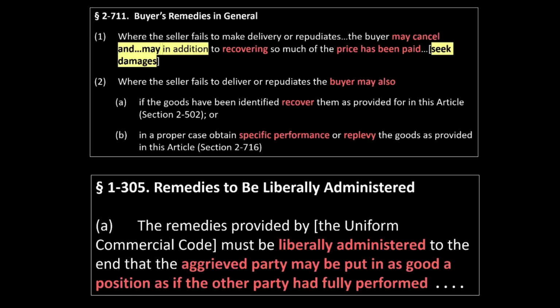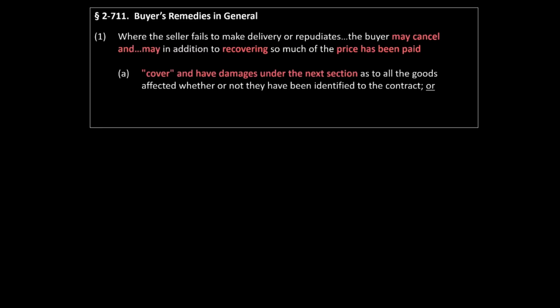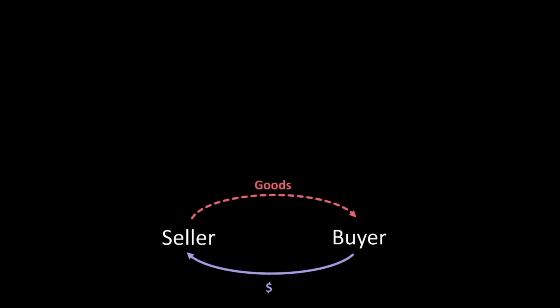With that fundamental principle in mind, how are the buyer's damages calculated under Article 2? Section 711 under subsection 1 offers two possibilities. The first is cover damages pursuant to Section 712 of Article 2, which we will examine in the remainder of this video. The second is market-based damages pursuant to Section 713 of Article 2, which we will examine in the next video. So let's start with cover damages first.